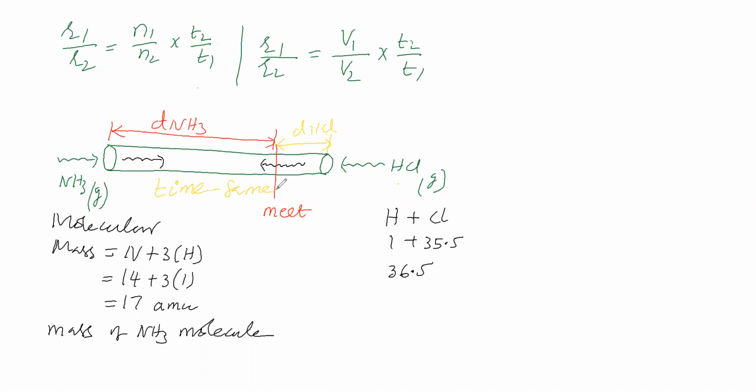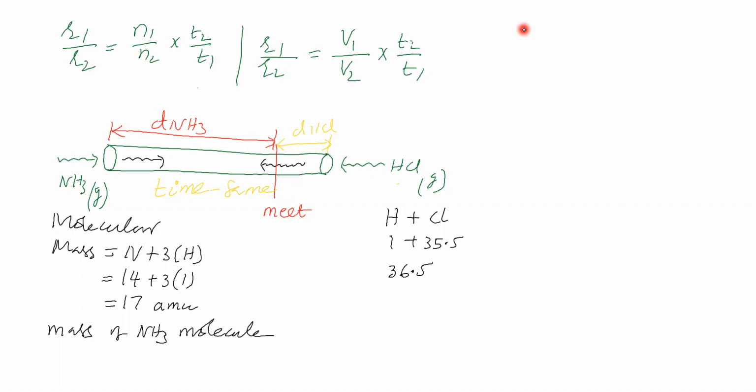Now, shall we say rate of diffusion? Rate of diffusion means velocity of diffusion, speed of diffusion, to what extent they have traveled, to what extent they have moved. That is called the rate of diffusion. Now, the rate of diffusion of ammonia and the rate of diffusion of HCl: do you feel they are the same or different?